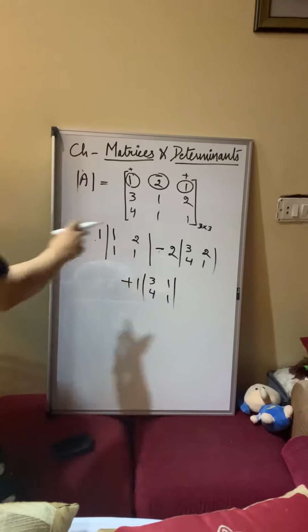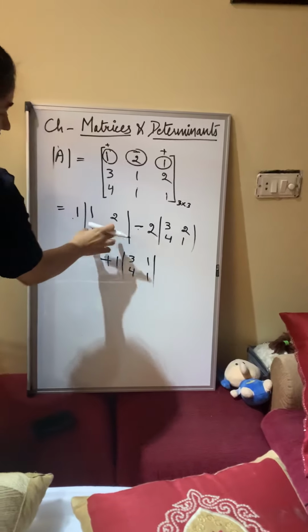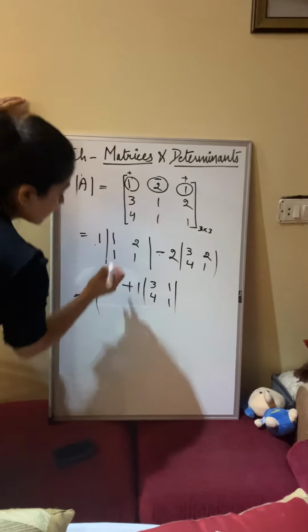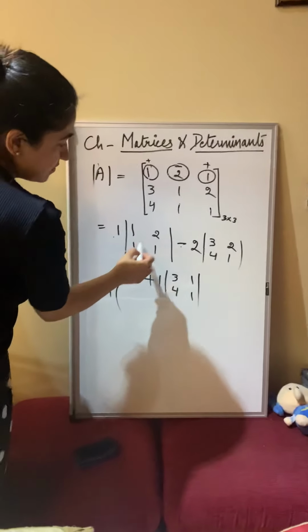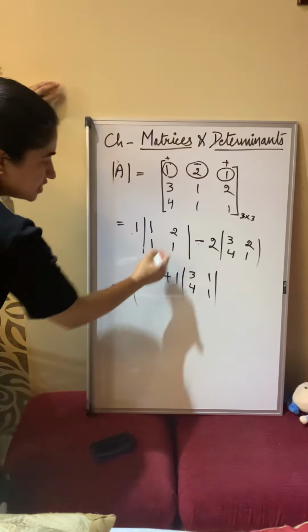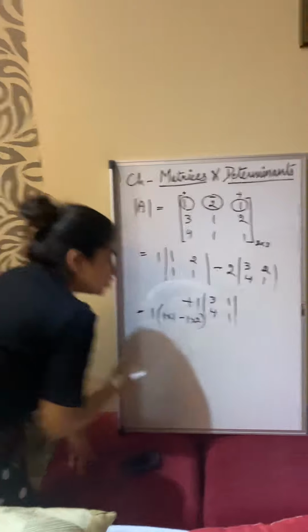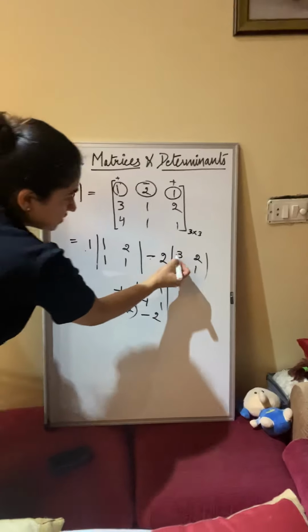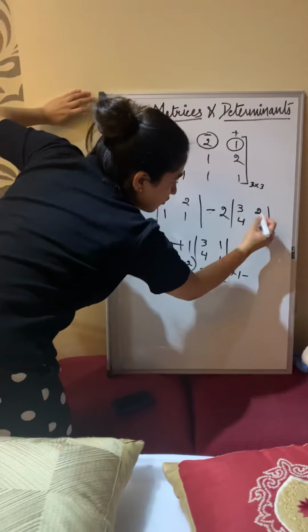So now we will solve this. As we solve the 2 by 2 matrix, we will solve in the same way. Explaining further, 1 will be multiplied to the determinant of this: 1 into 1 minus 1 into 2. So this I'm doing next. Minus 2, this 3 into 1 minus 4 into 2.